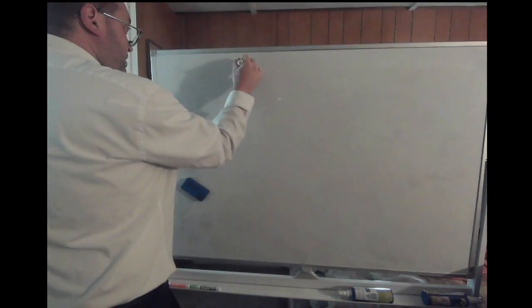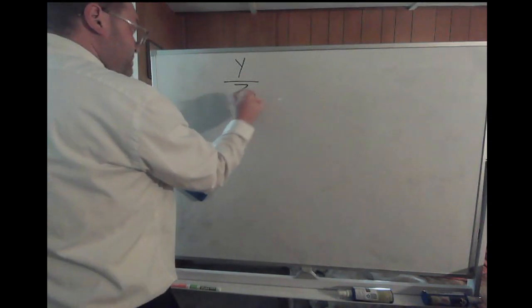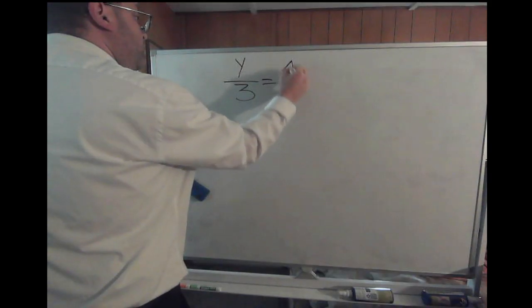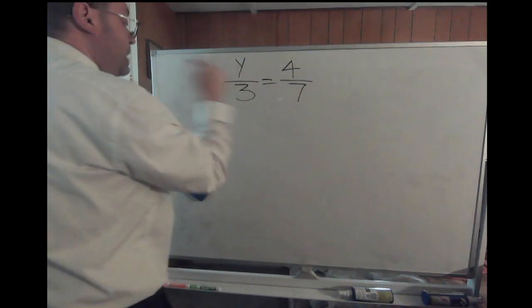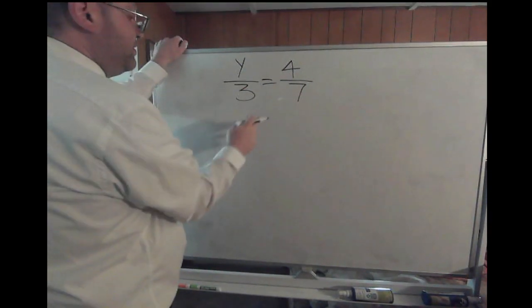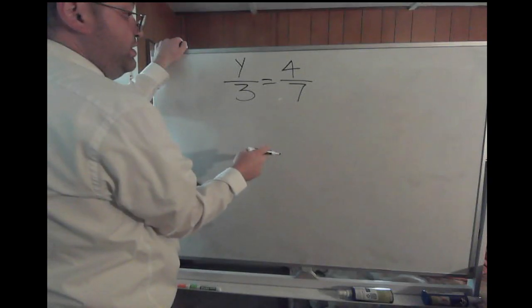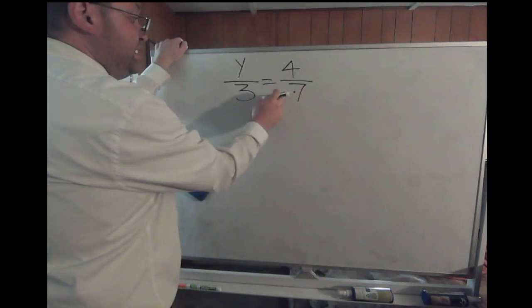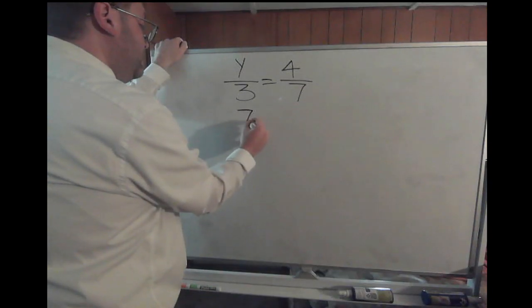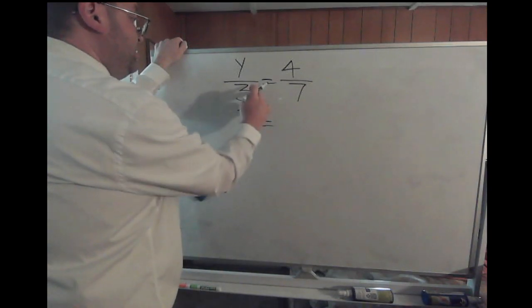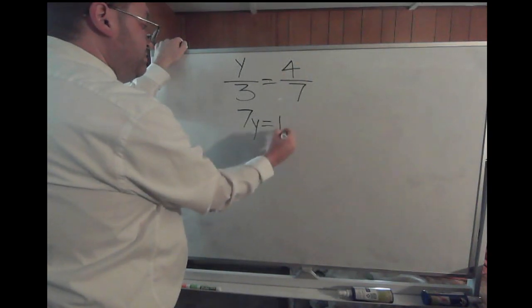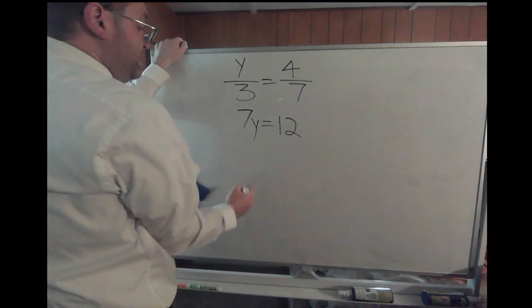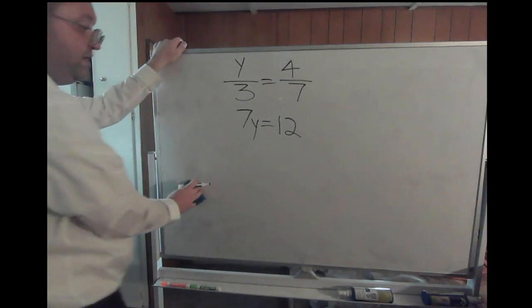Alright, we got y over 3 equals 4 over 7. Well, you take the cross products, set it equal to each other. So you take y times 7, which would be 7y, set that equal to 3 times 4, which would end up being 12. And then you want to solve for y, so you got to divide by 7.